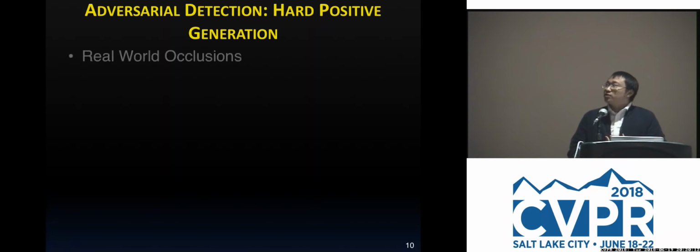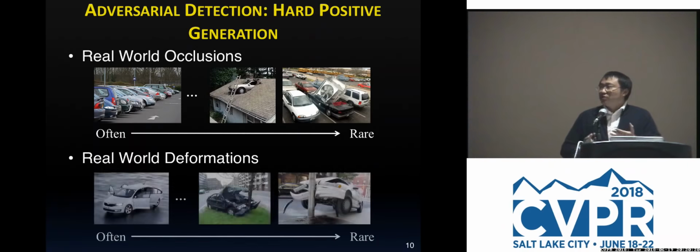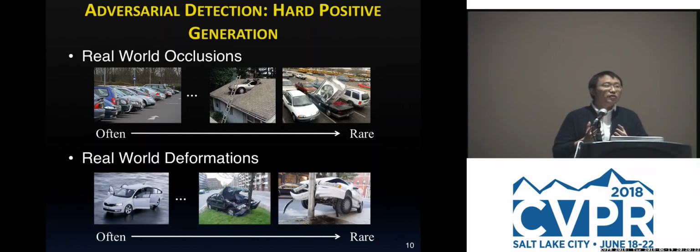So what we do is we can add occlusions to the objects in the feature space. And the other way is we can add deformations or rotations to the object features, making all these adversarial tasks to challenge the detectors.